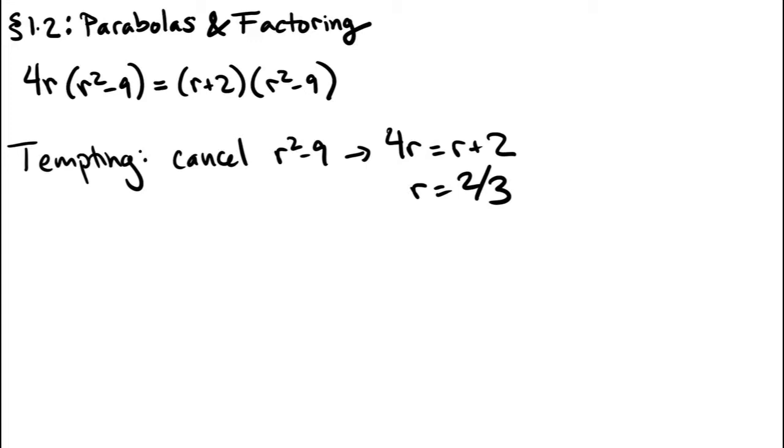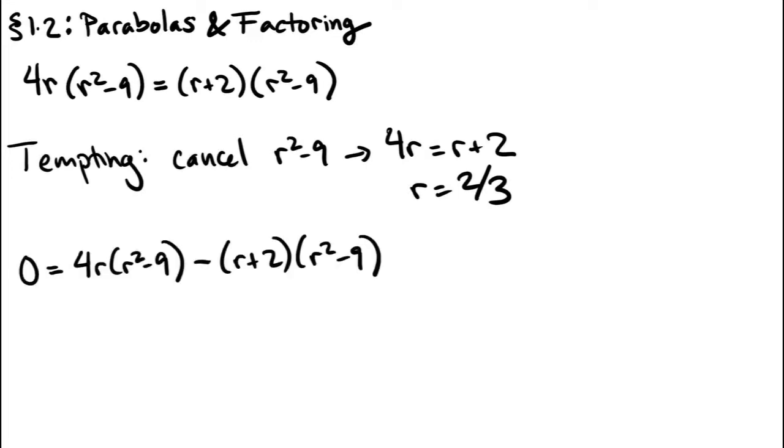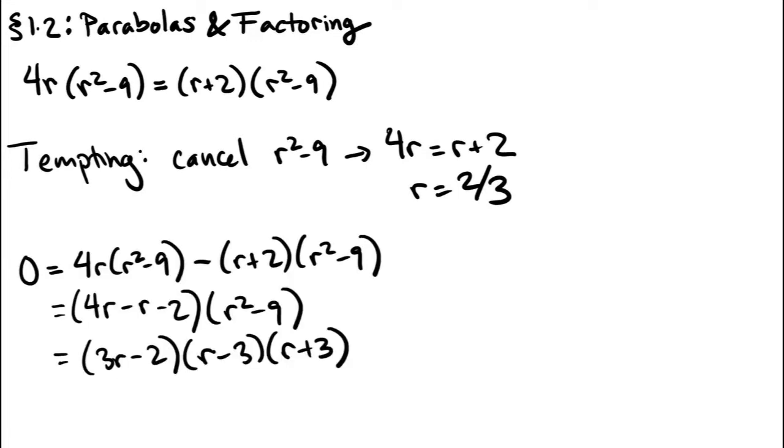Another way to think about this is what would happen if we moved everything in this equation to one side. Now if you factor this, the r squared minus 9 comes out, and everything else lumps together into the factor 3r minus 2. The r squared minus 9 itself factors further into r minus 3 and r plus 3. That's called the difference of squares.